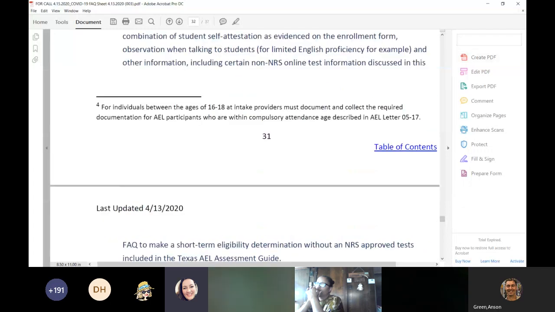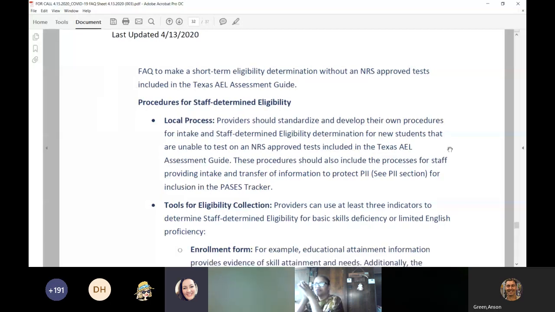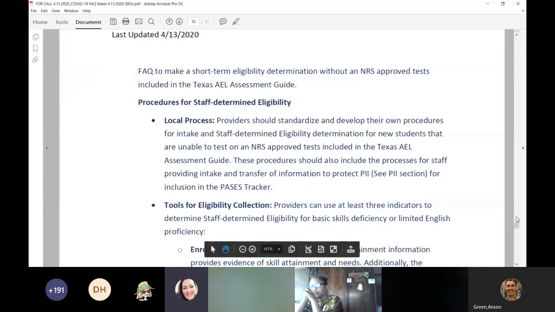So one of them, of course, is the enrollment form, like I just said. The enrollment form includes all types of information: highest grade level completed, whether or not they've obtained a secondary diploma or its recognized equivalent. It asks them if they're an English language learner.